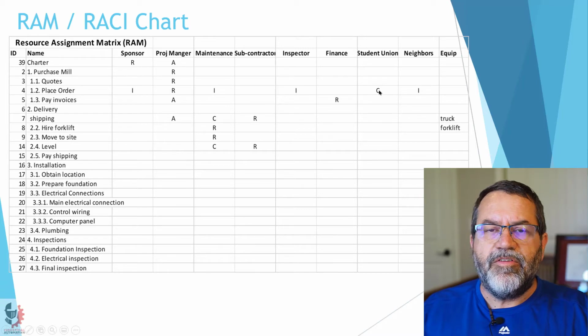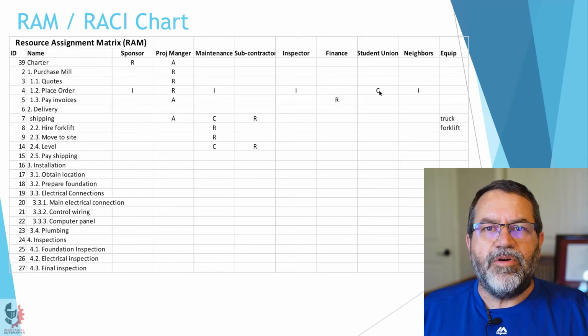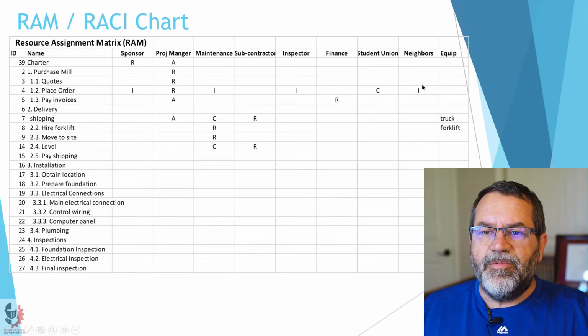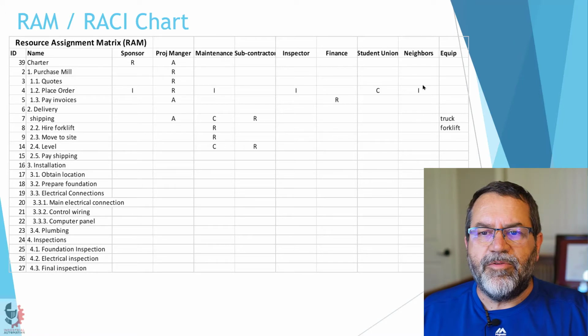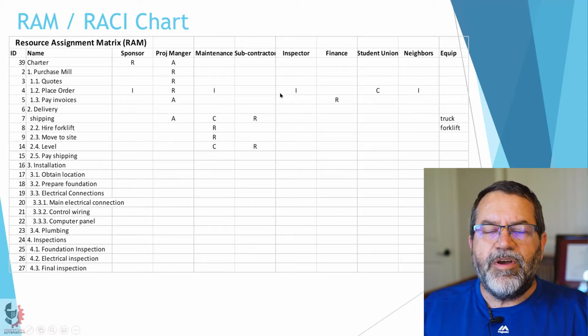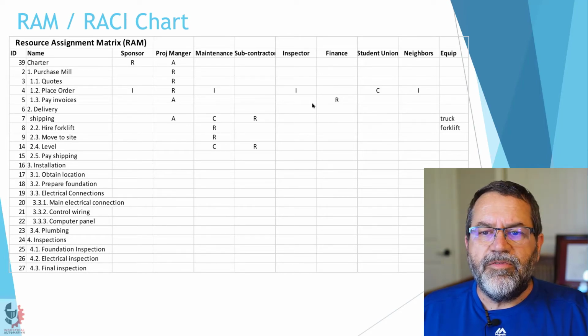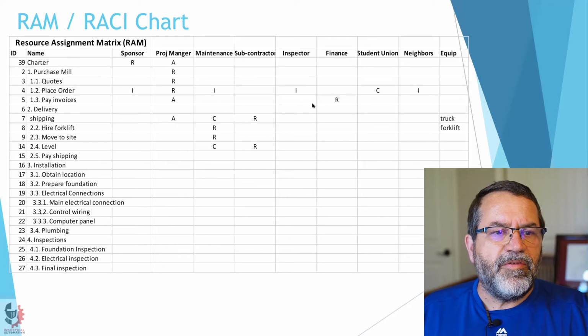Here I've got the student union, they're being consulted. So we want to bring them in and make sure that they've got some input into the decision of which machine to buy. The neighbors, they might be informed. They don't really have an active part, but we let them know what's going on. We might tell the inspector that we're making this purchase so that they know what's coming. So we tell different people different amounts of information.